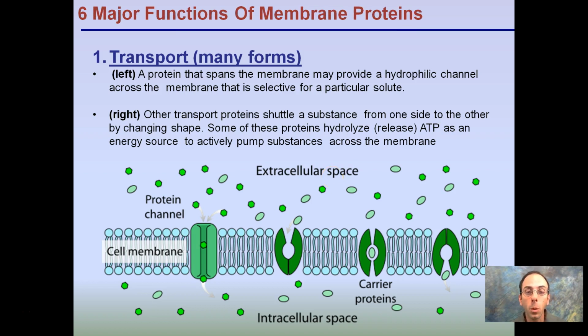Starting with the first one, transport. One of the major functions is transport. This slide may look familiar from one of the previous ones. It is an important function. There are many different forms of transport. In general, on the left side of the image, we have proteins that span the membrane. These may provide hydrophilic channels across membranes that are selective for a particular solute. In this case, it's allowing the little green molecules to come through. On the right side of the image, these carrier proteins require energy. They're actively grabbing these more oval molecules and transporting them through the phospholipid bilayer.